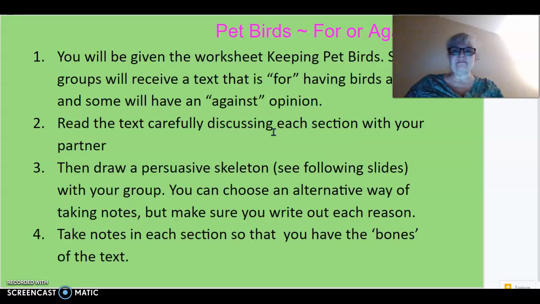All right, you should already have your worksheet. Hopefully you've read the text carefully together, discussing each section with your partner. But if you haven't done that, you need to continue. You need to draw a persuasive skeleton.